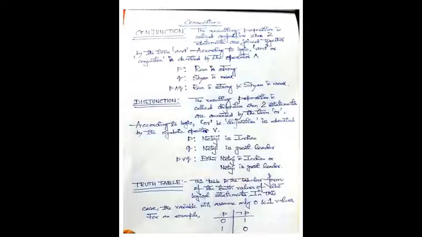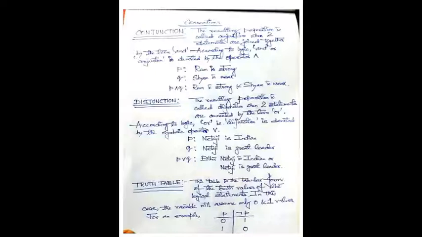And what is disjunction? In the case of disjunction, the resultant proposition is formed by the term or. Suppose p is a statement which tells us that Netaji is Indian and q is another statement which tells us Netaji is a great leader. Then the disjunctive form will be: either Netaji is Indian or Netaji is a great leader. So in the case of conjunction we are treating and, and in the case of disjunction we are treating or. That is the basic difference between these two connectives.